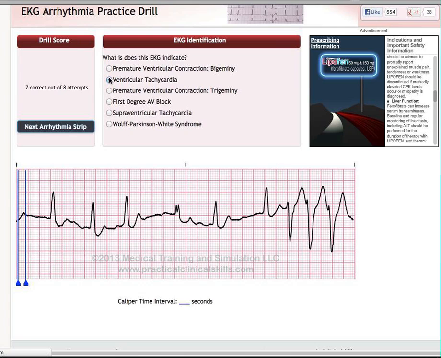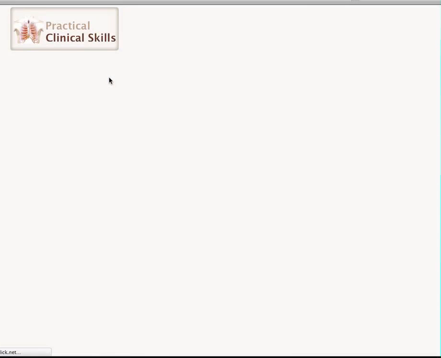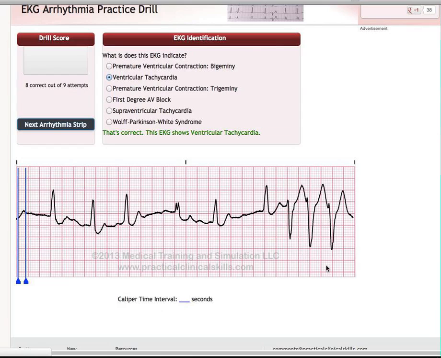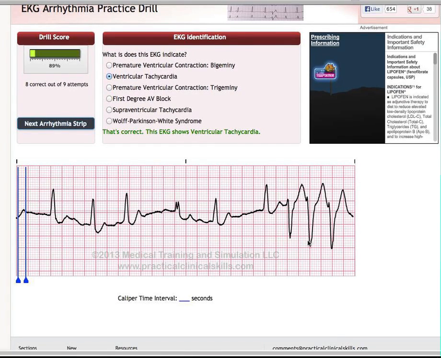Let's take a look. That's correct. So I'm pretty sure they're talking about this area down here and not over here. I think this is the regular rhythm that kind of slips into the PVCs and the V-tach. That would be my best explanation for this rhythm.